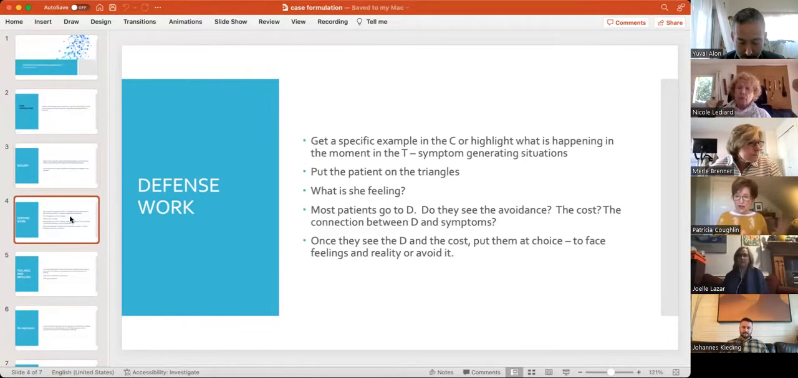As we're getting this data in the inquiry, we're going to want to pretty quickly get into specific examples. Again, I all too often see people talking in general about when you get depressed and what it's like when you're angry, but they're floating around. They're nowhere on the triangle of person. This is getting forgotten.